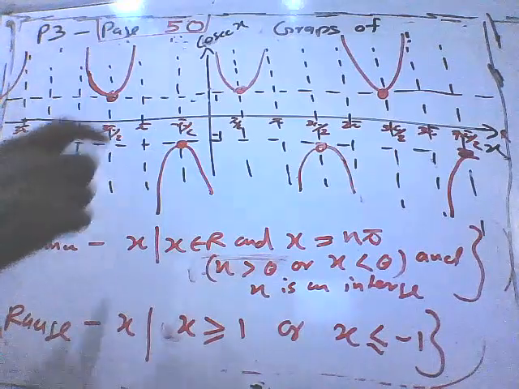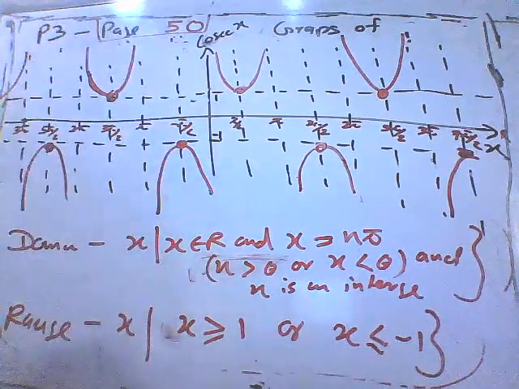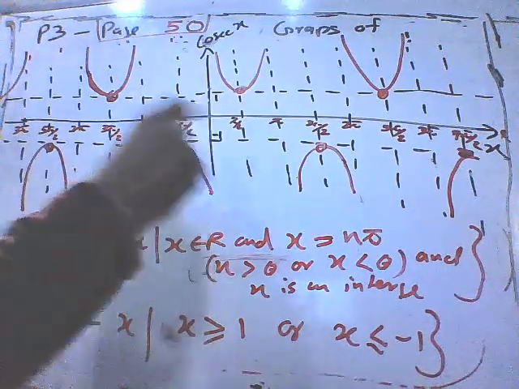Right, now this is the graph of cosec x. You will see this on page 50 also. Just a little bit of explanation why it's coming.